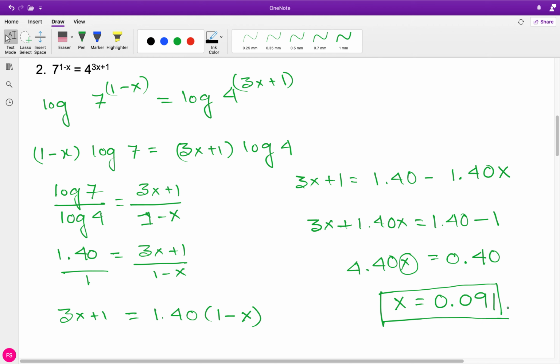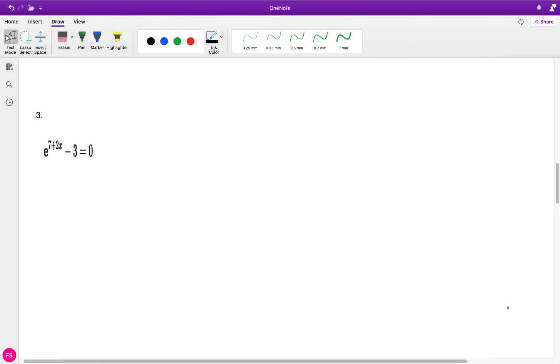Let's move to question number 3. e to the power of 7 plus 2x minus 3 equals 0. So before I take log both sides, I will move the number to the other side. As a result, I will have e to the power of 7 plus 2x equals 3.